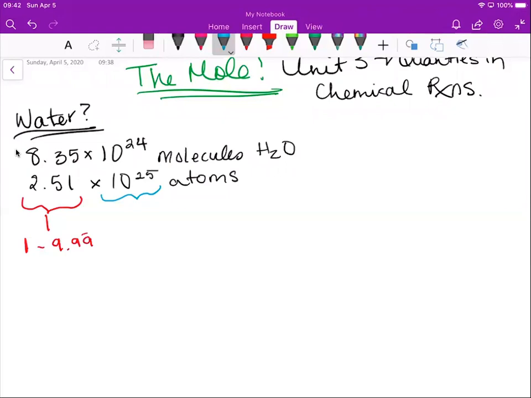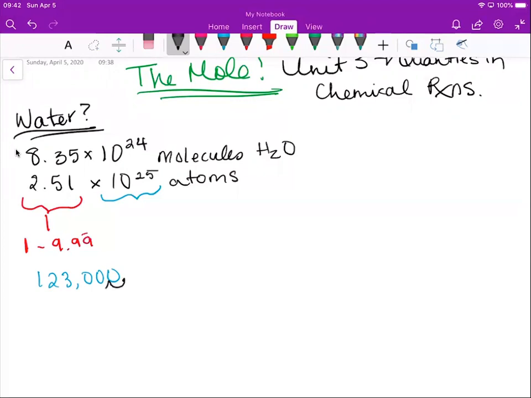Just think about it. This is one glass of water, and there's 8.35 times 10 to the 24 molecules of water within it. Let's do a couple examples. I'm going to pick a number, let's say 123,000. So I have to take a decimal and make this number somewhere between 1 and 9.99, whatever. Okay, so there's this decimal here.